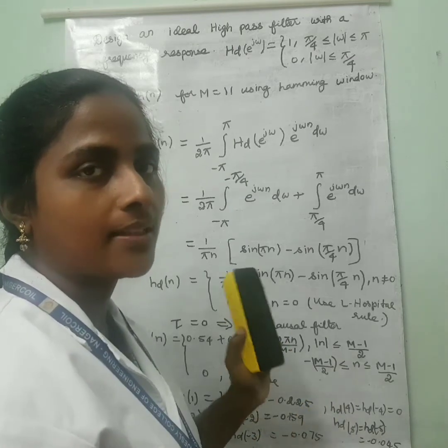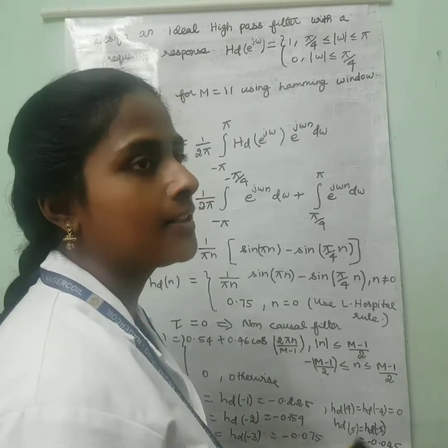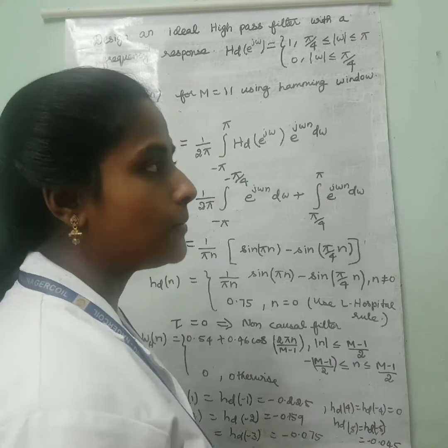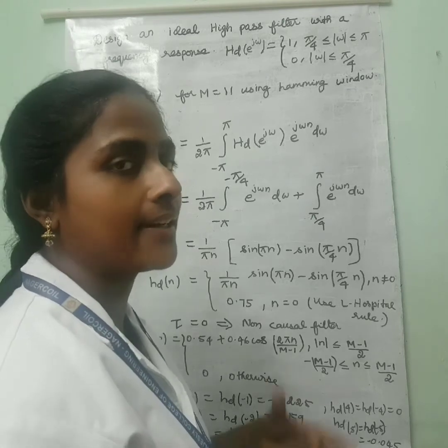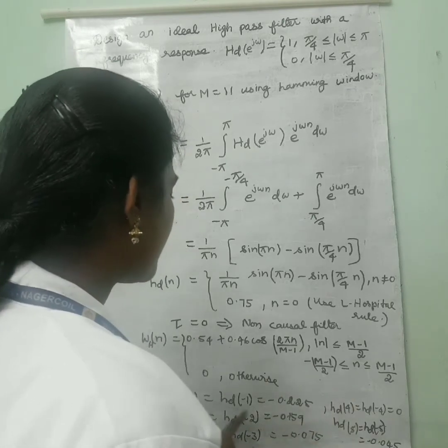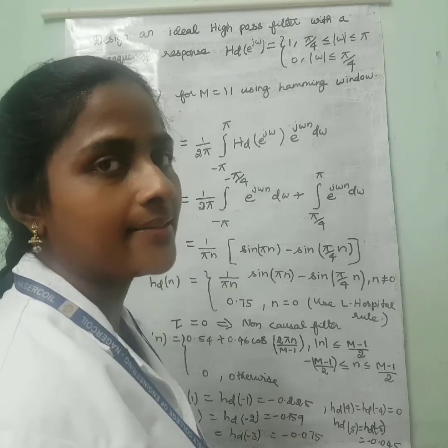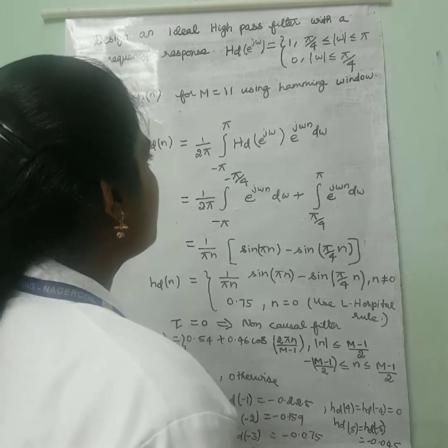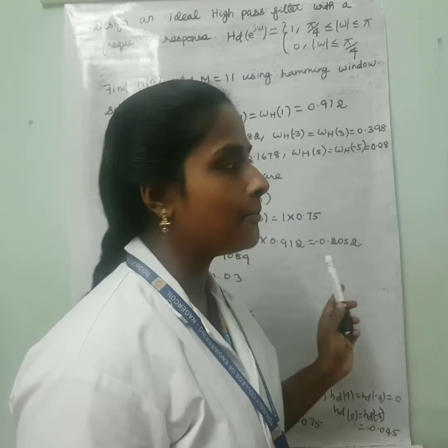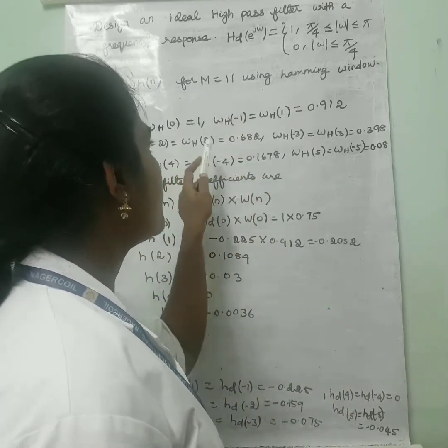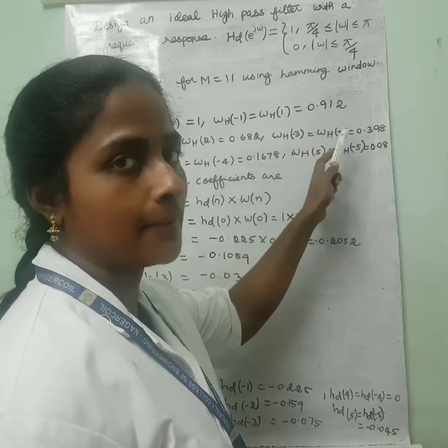After that you can substitute the values for the window function, that is w of minus 1, w of minus 2 and w of minus 3 and w of 4, w of minus 4. There also you will get the same value because these values are same. Similarly, for the window function you will get the same values, that is w of 1 is equal to w of minus 1. Here w of 0 is equal to 1, and w of 1 is equal to 0.912.